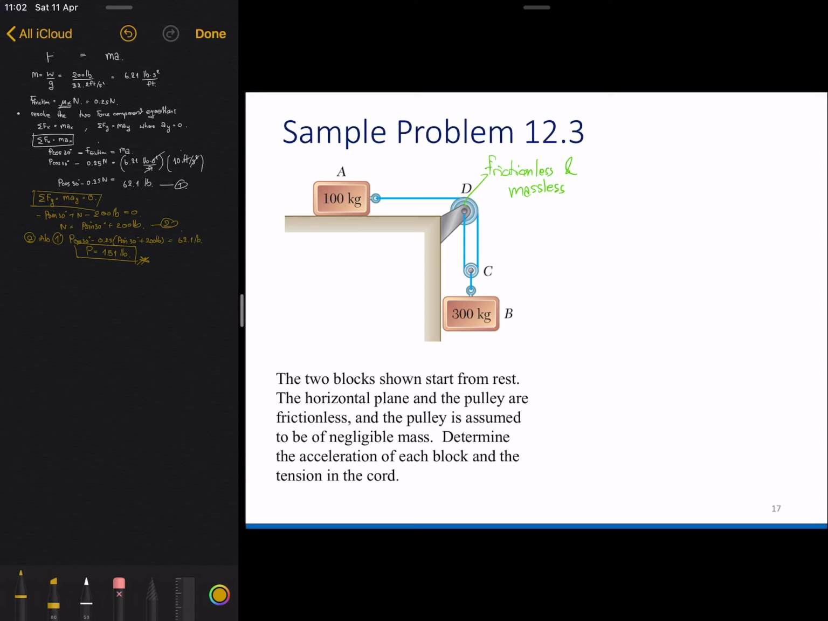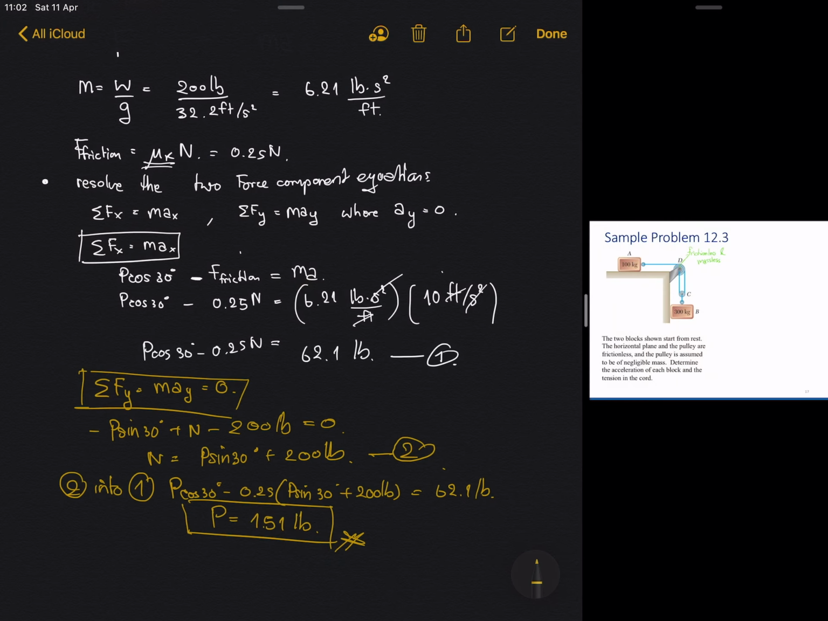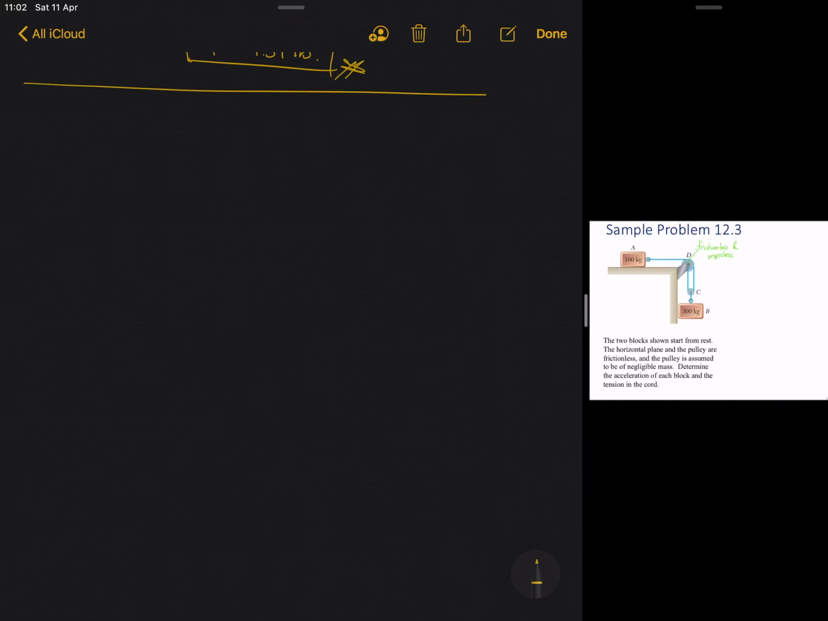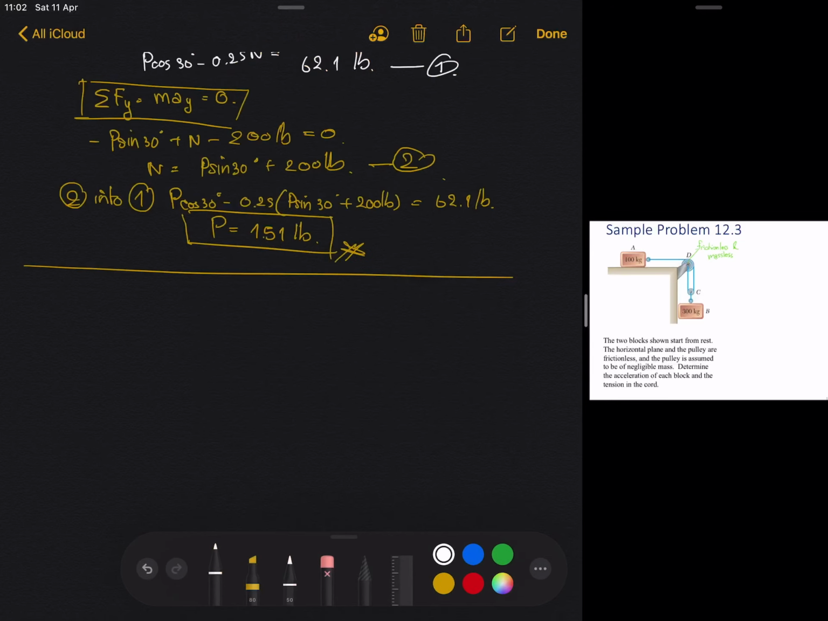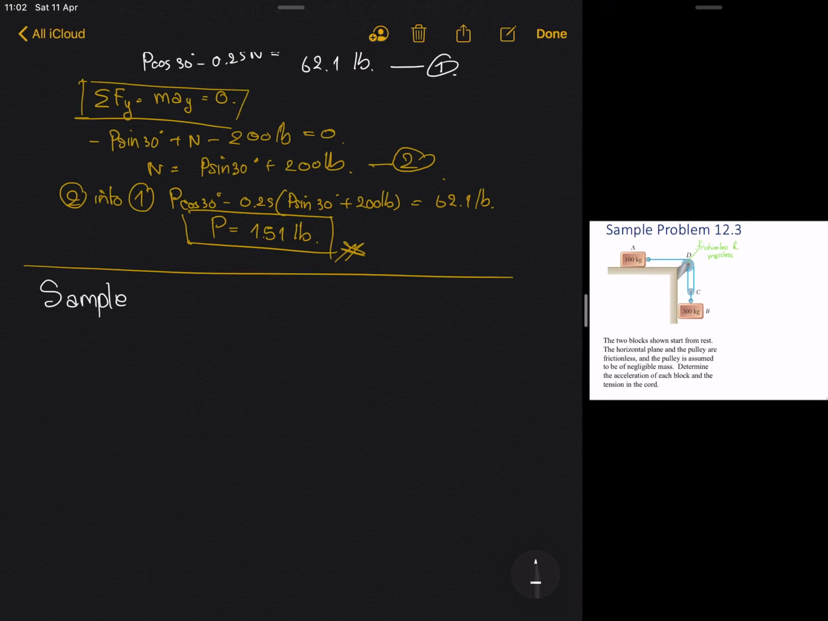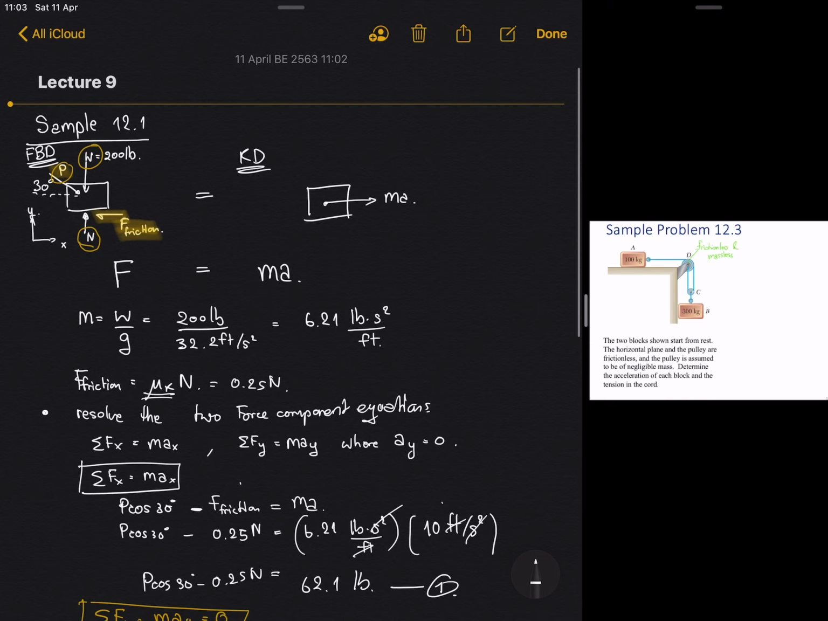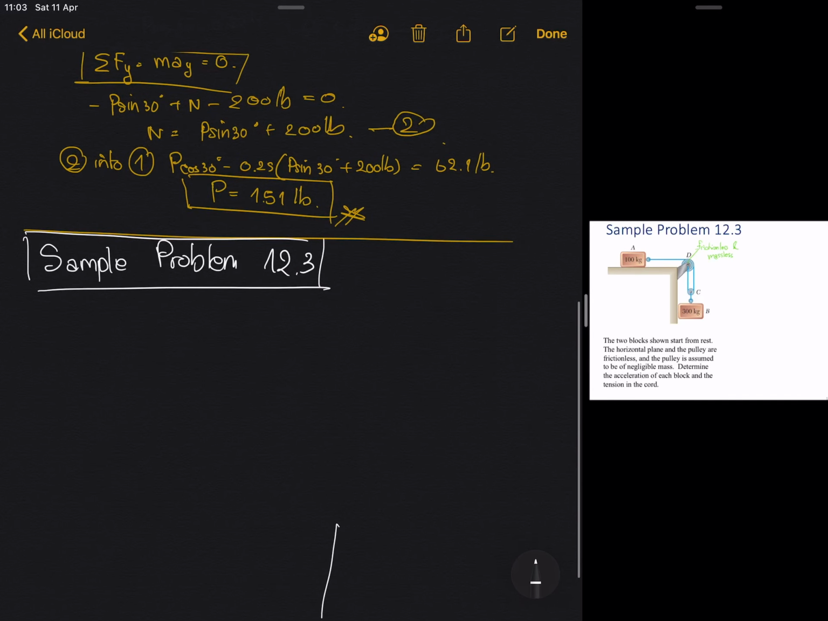Alright, so okay, let's try this sample. Oh, is this really restricted? Okay.